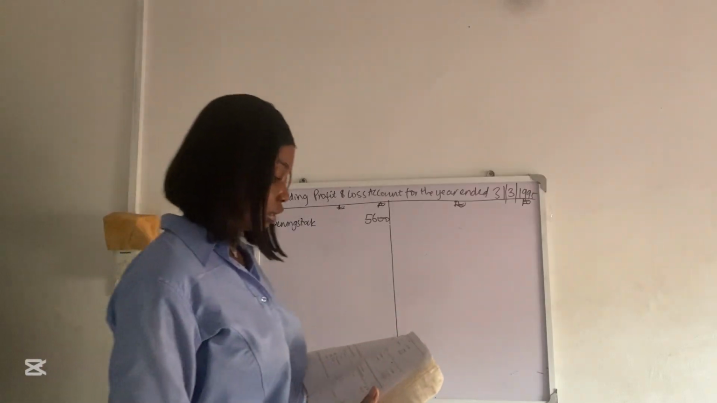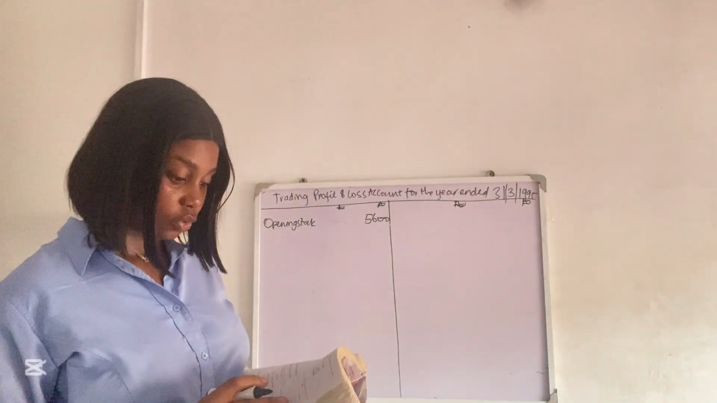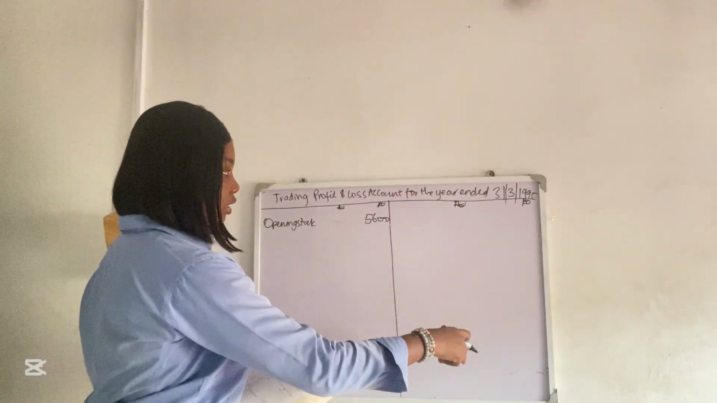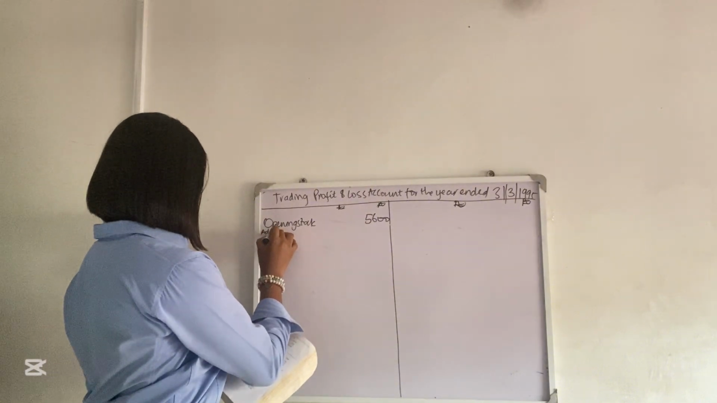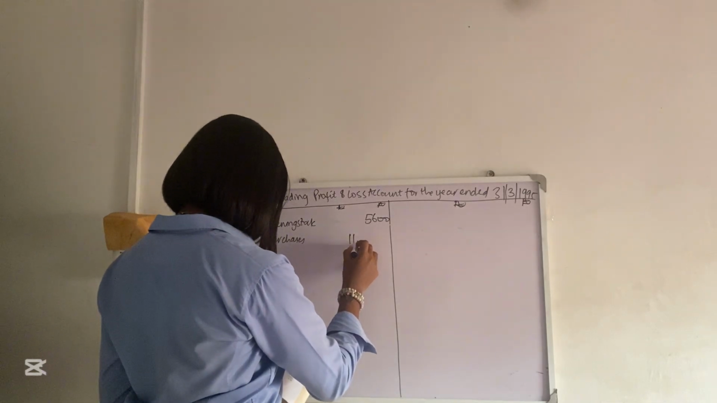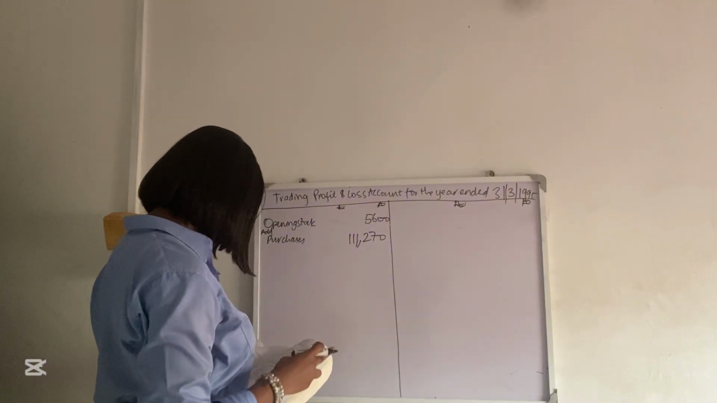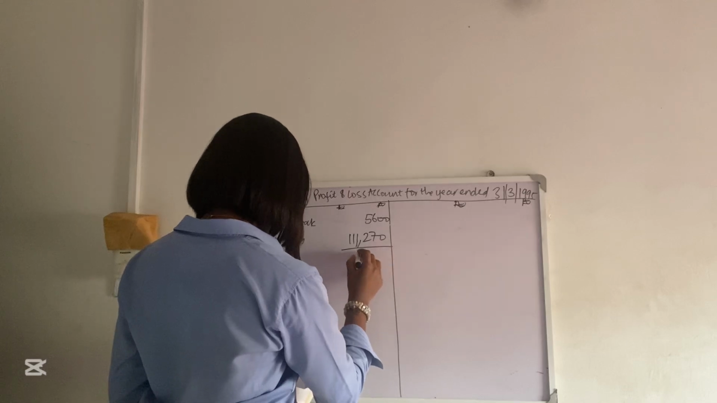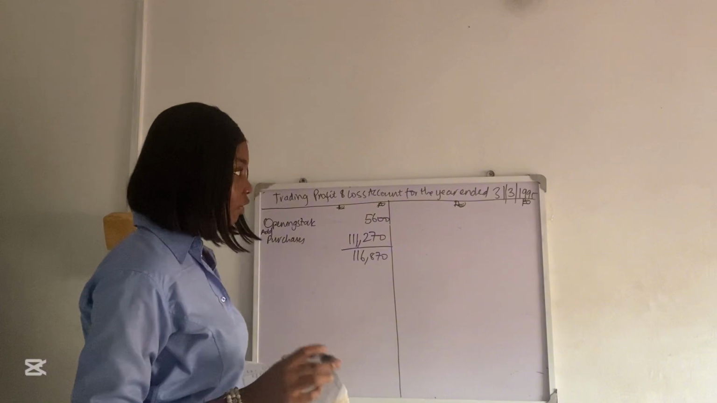Now we know our purchases. What was our figure for purchases? Let me just go to this. Our figure for purchases was 111,270. That was what we just did. I forgot to write it somewhere. Add purchases 111,270. When you add it together, you have 116,870.